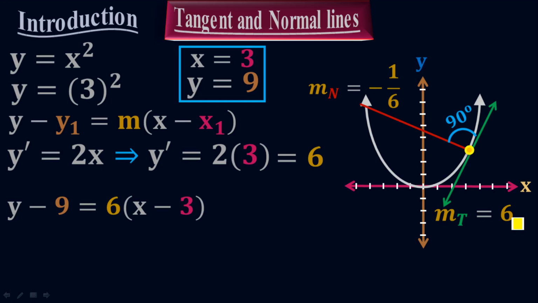Just remember these two points, because the slope of the tangent line is 6. But what about the equation? This is going to be the equation of the normal line with the slope of the normal line, negative 1/6.